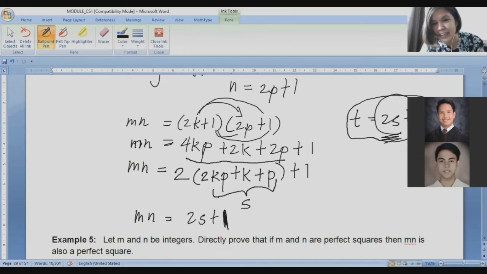So, napalabas natin na kung yung M at N daw odd, yung product nila odd din. Kasi napakita ko yung format na 2 times any number plus 1. Proven. Final answer. Check. Do you follow?